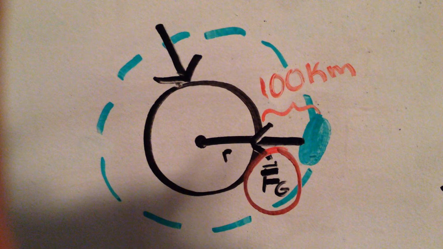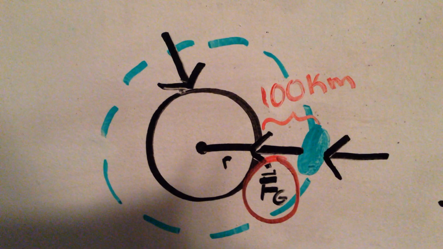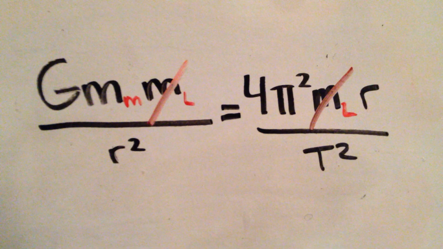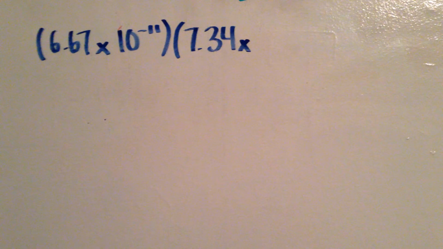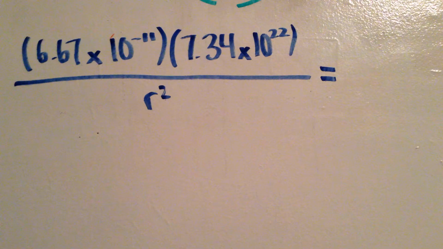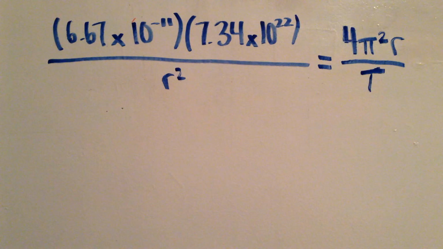The lander is orbiting the moon, so m1 is the mass of the moon and m2 is the mass of the lander. And we can now cancel out the mass of the lander. So now we can sub in the values of g and the mass of the moon into the equation, but we still need to solve for the radius of the orbit.